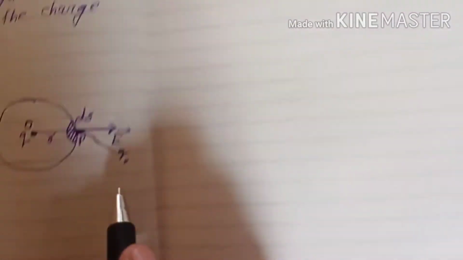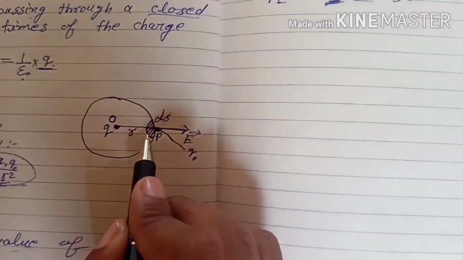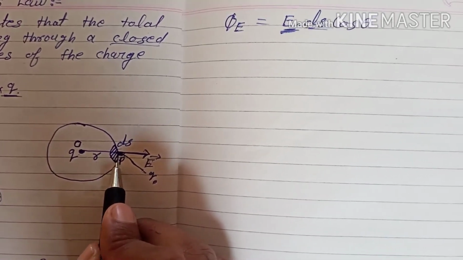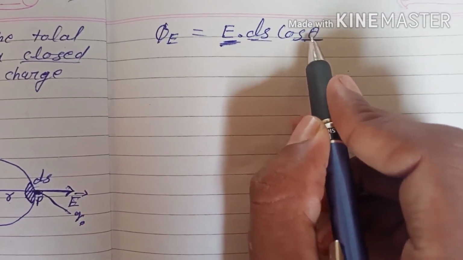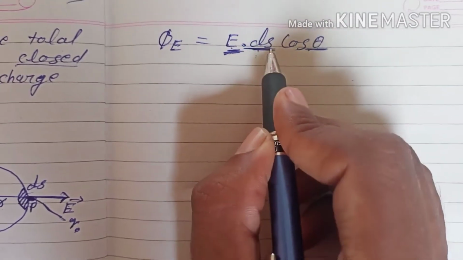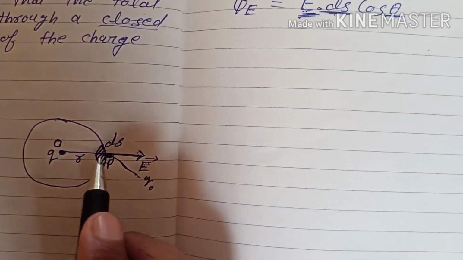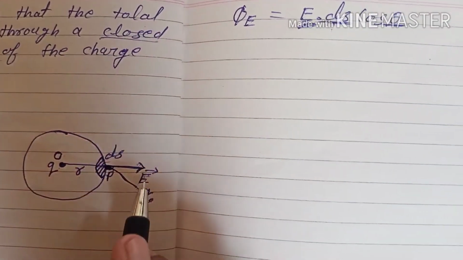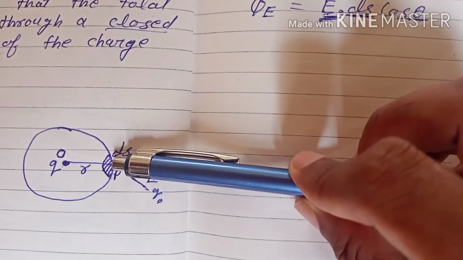What is E? E is the electric field, and ds is this small area. And theta, what is cos theta? Theta is the angle between E and the perpendicular of ds. Now what is the direction of E? The direction of E is perpendicular to ds.